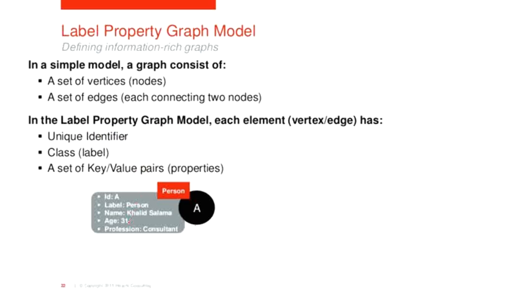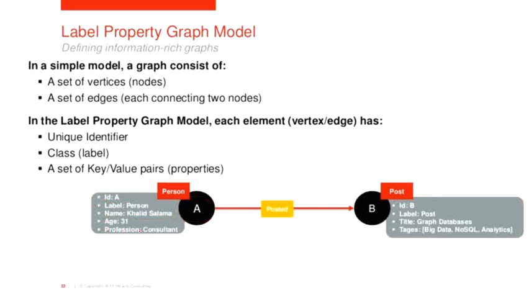Let's look at that in detail. Consider this node. This A node represents a person. We've got the ID, the unique identifier; we are calling it A. The label or the class or the type is person. The name, or the actual data stored in it, is Khaled. Age and profession are attributes of the node stored over here.